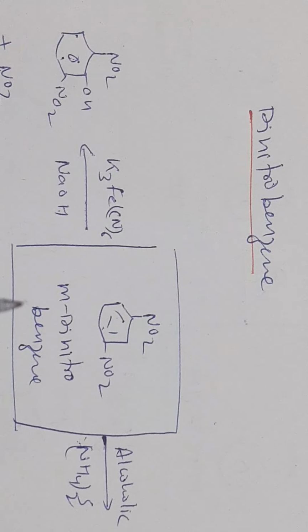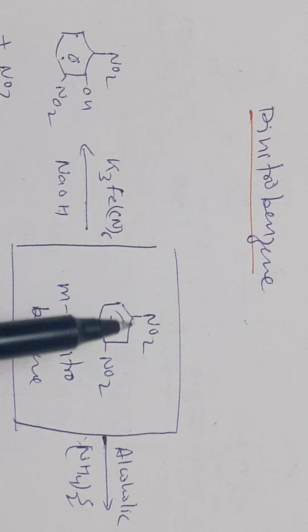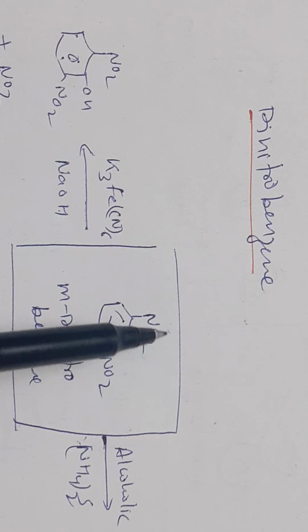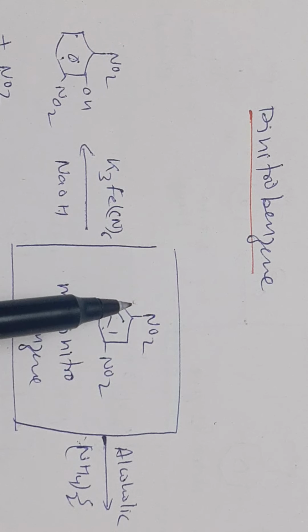They are meta dinitrobenzene, ortho and para dinitrobenzene. The meta dinitrobenzene can be synthesized directly from nitrobenzene. The nitration of nitrobenzene gives the meta dinitrobenzene, because we know that the nitro group is a meta directing group.